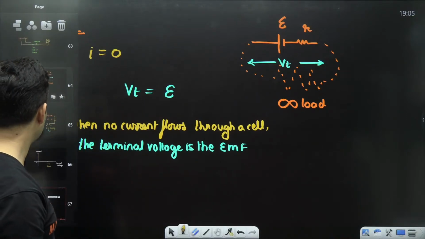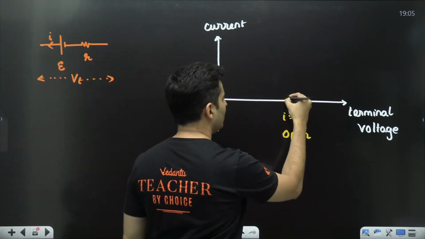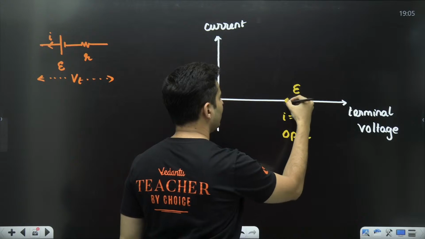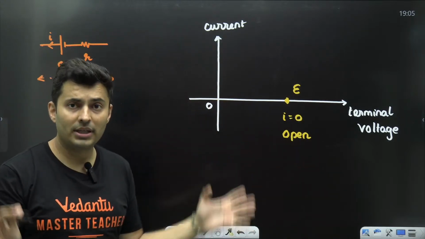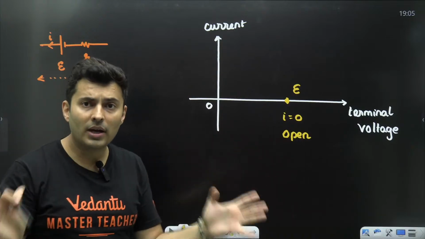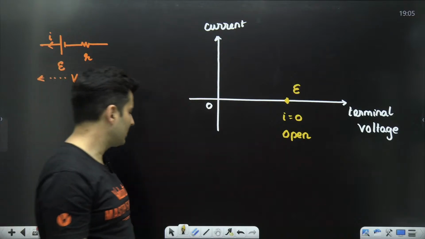The terminal voltage is the EMF. That means this point over here should be the EMF. Everybody understanding this? No external voltage, resistance, no current. So the voltage across the terminals is the EMF, which we just discussed.